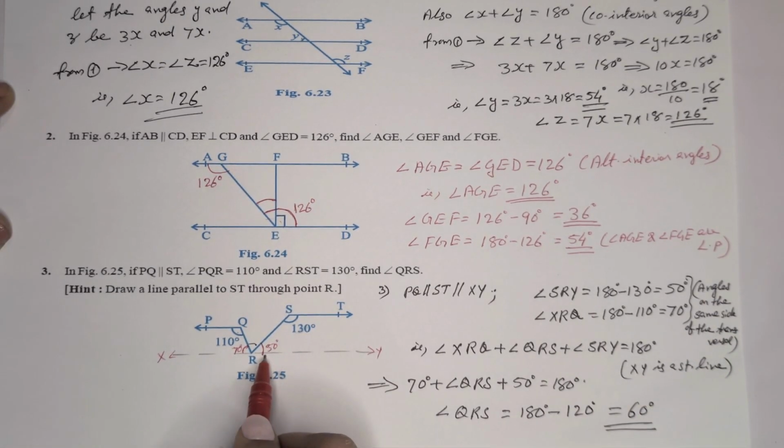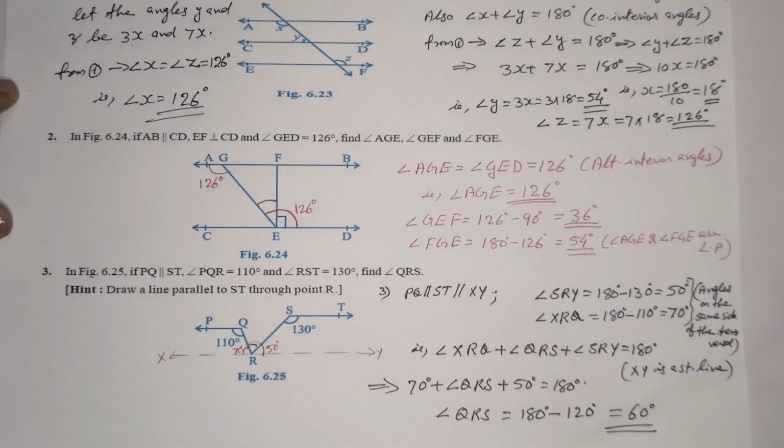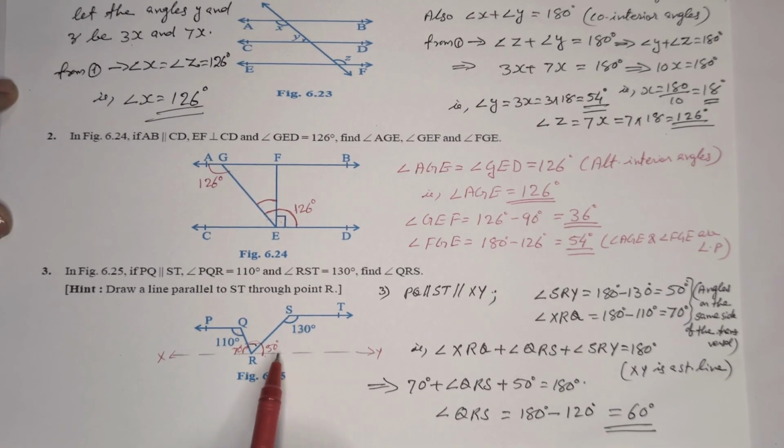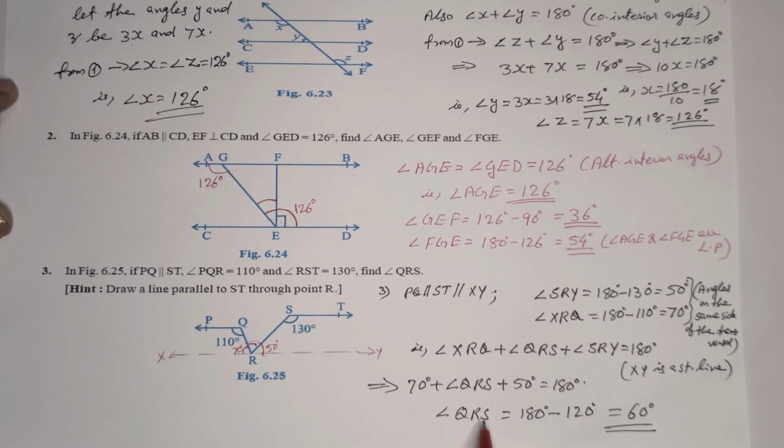So here we got 50, here we got 70. Now we can find this angle. The sum of all these three angles is equal to 180 degrees. This is a straight line. So 70 plus angle QRS plus 50 degrees is equal to 180 degrees. From that, 70 plus 50 is 120. So 180 minus 120 gives 60 degrees.